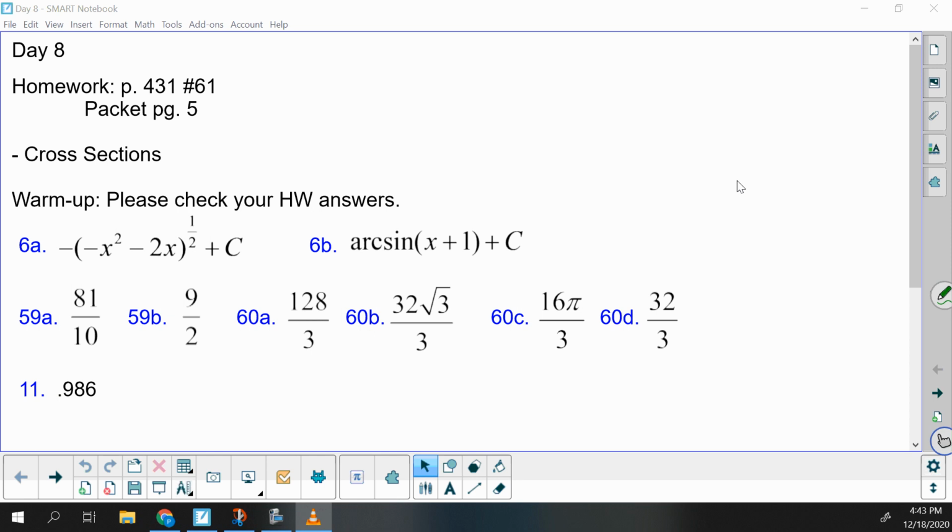You can pause to check your homework answers. Homework over break, you've got one question from the textbook and then packet page 5. So go ahead, pause your answers, and like normal, I will pause on each of the worked out solutions.